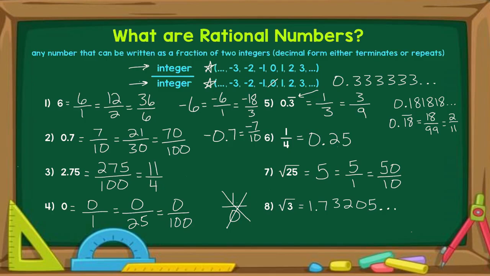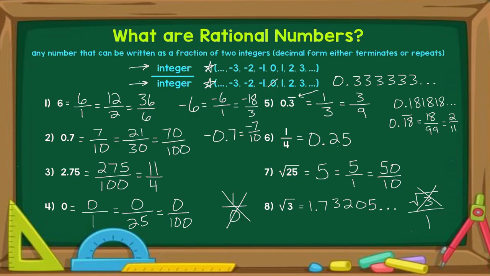Again, there's no way for us to write this as a fraction of two integers, but you may be thinking, can't we just write this as the square root of 3 over 1? That's a fraction. Yes, it is a fraction. But remember, a rational number is any number that can be written as a fraction of two integers. And this numerator is not an integer. Again, this numerator and denominator have to be integers for it to be rational. The square root of 3 is not rational. It's what we call irrational. We cannot write it as a fraction of two integers.